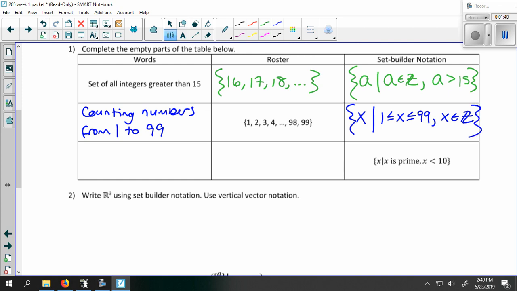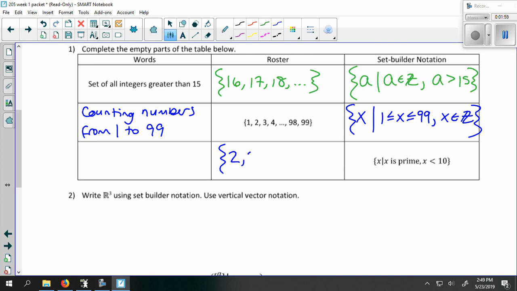Set of all x's such that x is prime and x is less than 10. So I want all the prime numbers less than 10. The roster method, just list them. So 1 is not prime or composite. It's a special thing. So it is not included in this set.